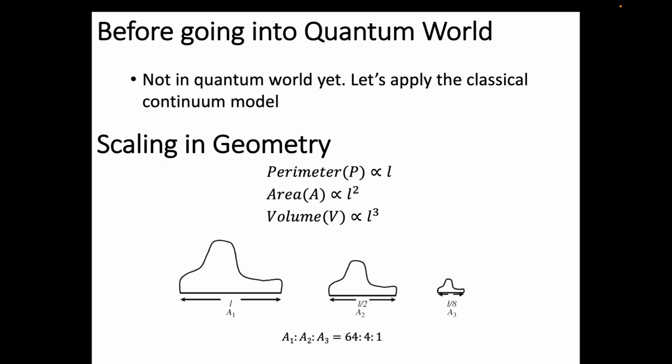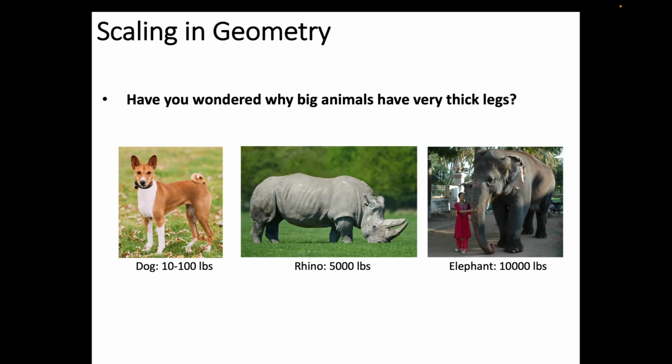So in this case, the area of this object is 1/64. This is just simple, and this is essentially how we are going to apply this scaling law. We are going to change the dimensions of the object by a certain factor, and then see what kind of behaviors we observe.